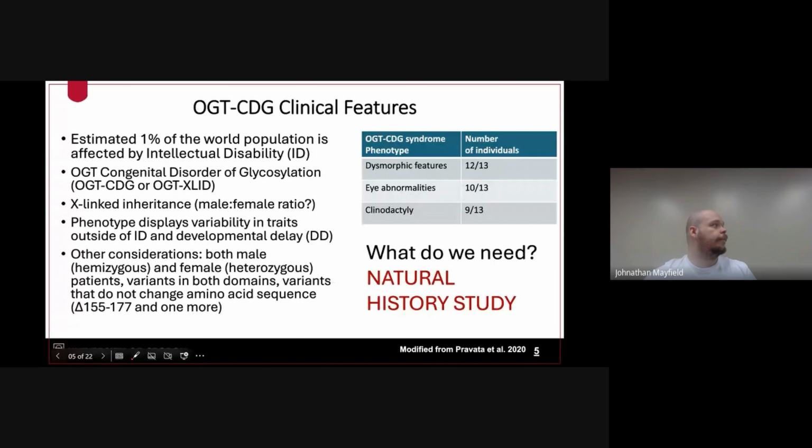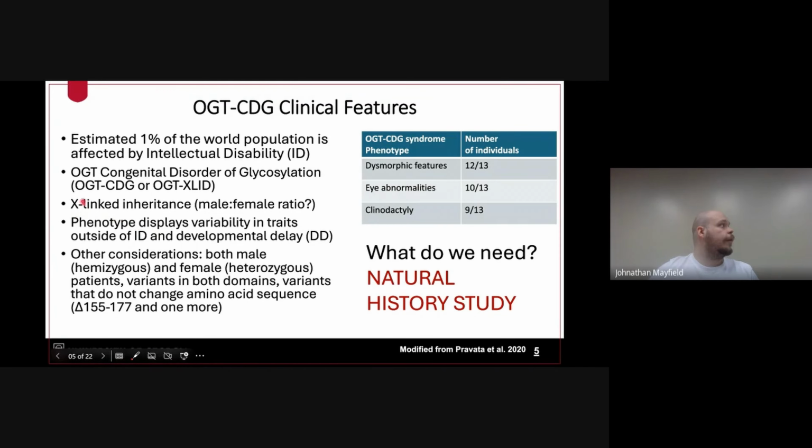And we've kind of gone back and forth between two names, either OGT congenital disorder of glycosylation, which kind of focuses on the idea that there's an issue with adding that sugar onto other proteins. We're also calling it OGT XLID, so that we can kind of be grouped with other mutations on the X chromosome that cause intellectual disability.